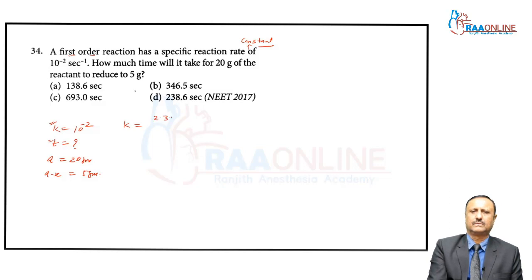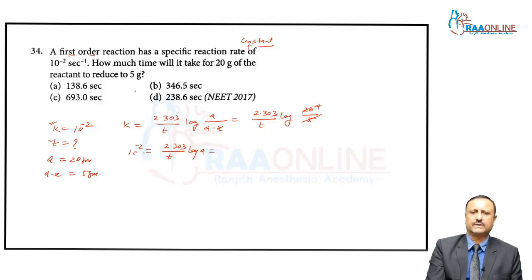K is equal to 2.303 upon T log A upon A minus X, that is equal to 2.303 upon T log, with initial concentration 20, and after time T the concentration is 5. So, my dear students, K is equal to 10 to the power minus 2, so 10 to the power minus 2 is equal to 2.303 upon T log 20 upon 5, so you can take 4 here.